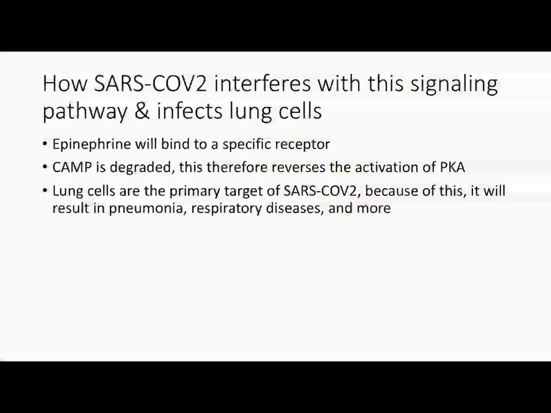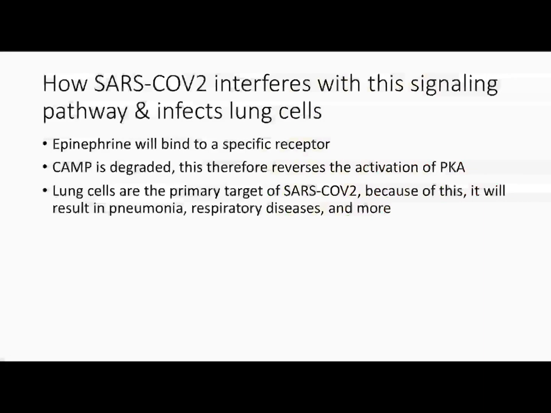So now to discuss how SARS-CoV-2 interferes with the signaling pathway and infects lung cells. I want you to go over these bullet points. First, epinephrine will bind to a specific receptor. That is the main key, and that is how it interferes, by that binding. Secondly, cAMP will be degraded, and this will then reverse the activation of PKA. And it's also important to know that lung cells are the primary target of SARS-CoV-2, and because of this, we have patients, of course, with pneumonia, respiratory diseases, and more, or even sadly getting intubated because the respiratory system is down.